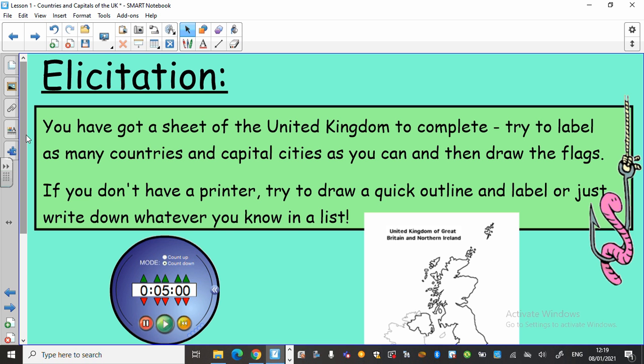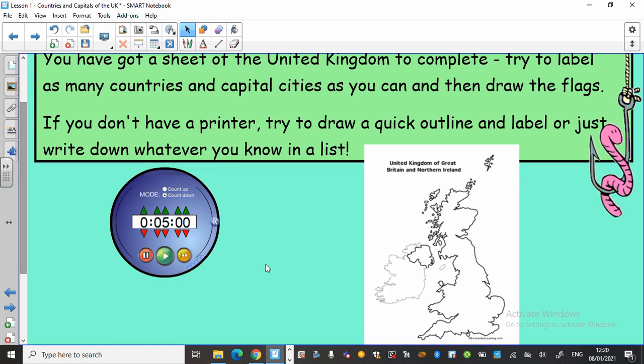Now, the sheet is available, it is attached on Microsoft Teams. If you don't have a printer at home, that's not a problem at all. I don't have a printer. So it's not the end of the world at all if you cannot print that out. If you can, great. But if you can't, you could either try and draw a quick outline yourself. Obviously, don't worry too much about all these little islands here. Just try and draw a very brief outline and try and label each country.